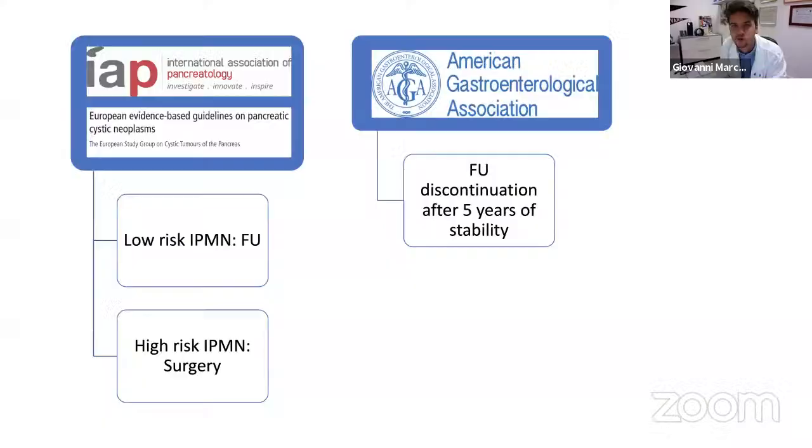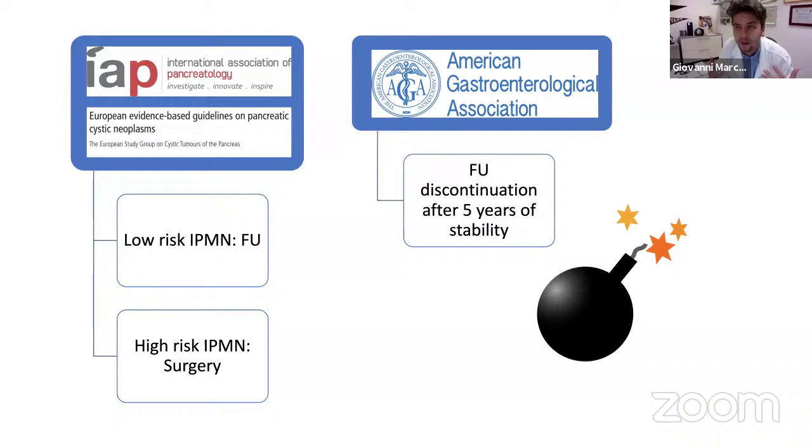And in this regard, the guidelines are very interesting because while the international and the European guidelines pretty much divide IPMN into low risk for follow-up and high risk for surgery, the AGA guidelines, as you know, for the first time set a possible target for follow-up discontinuation. They say, if there is stability after 5 years, then you can consider discontinuing the follow-up. And when this was released, it was like a bomb for the community, because most of the centers started to look at the data to see if this policy was actually right or not.